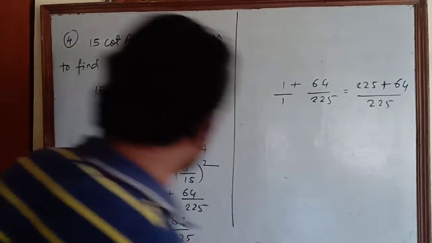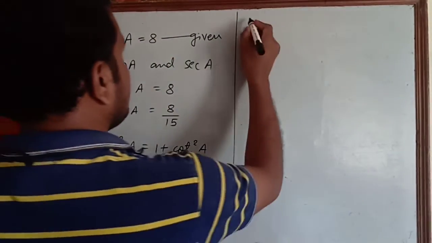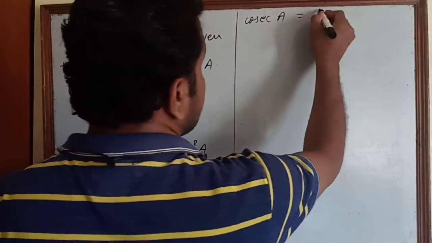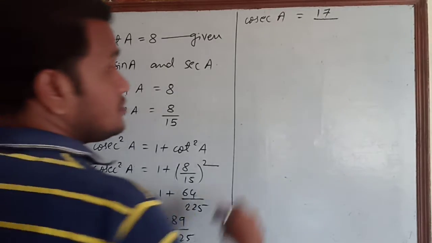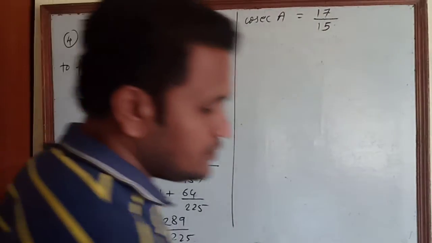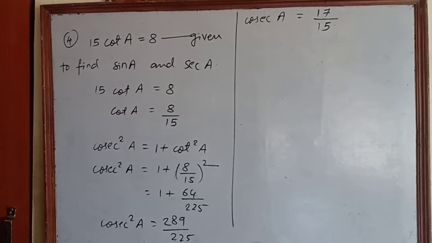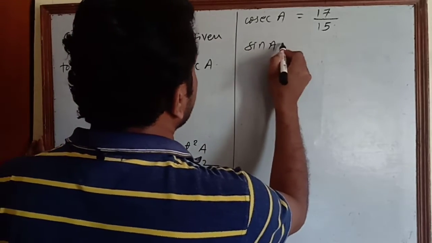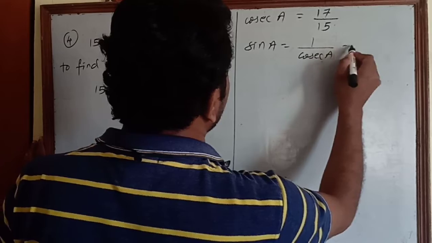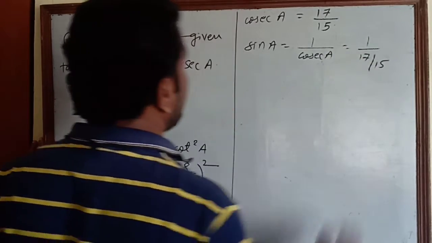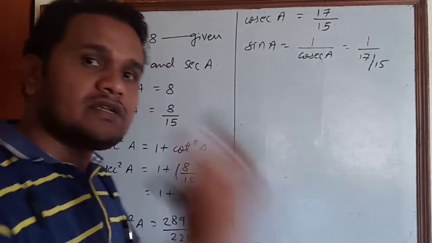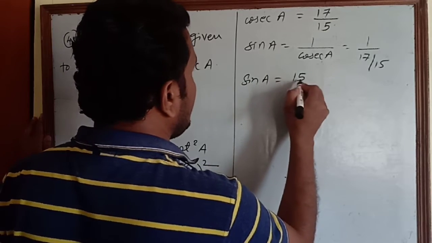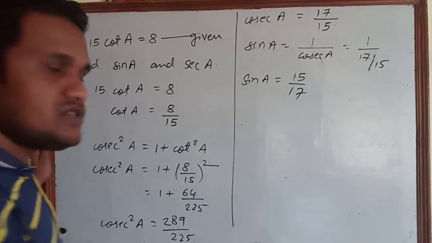Now if you take the square root, simply you are going to get cosec A: square root of 289 is 17, square root of 225 is 15. In this way you got cosec A. But what we have to find is sine. Now you must know one relation, that sine is nothing but 1 by cosec. 1 by 17 by 15, 17 by 15 turns out inverse, and it will be 15 by 17. Okay, in this way you got sin A.